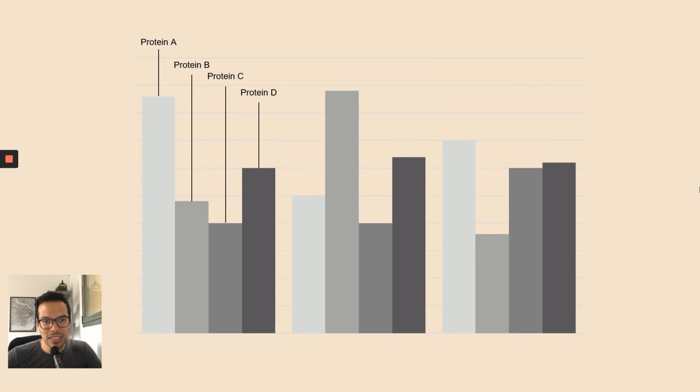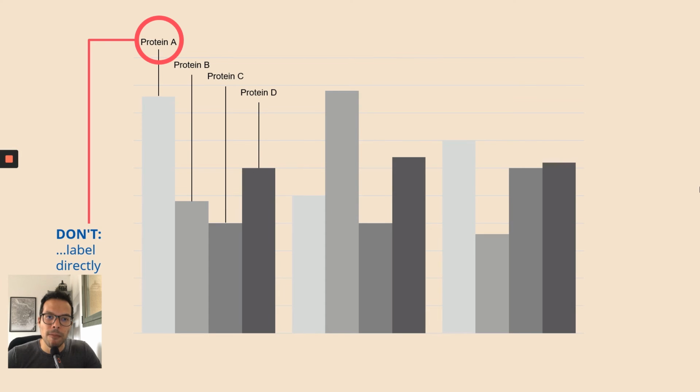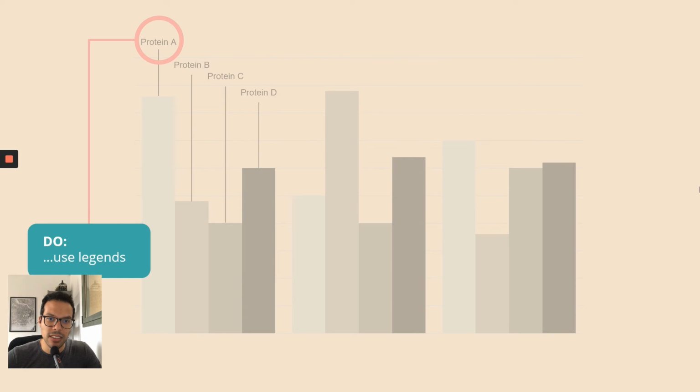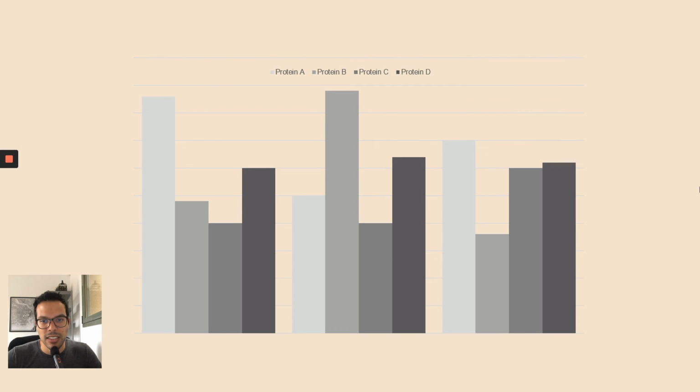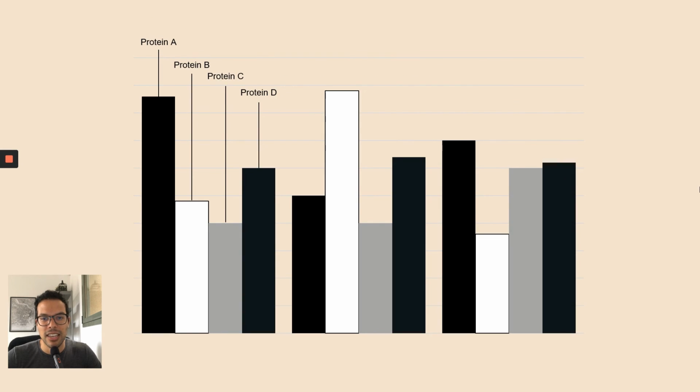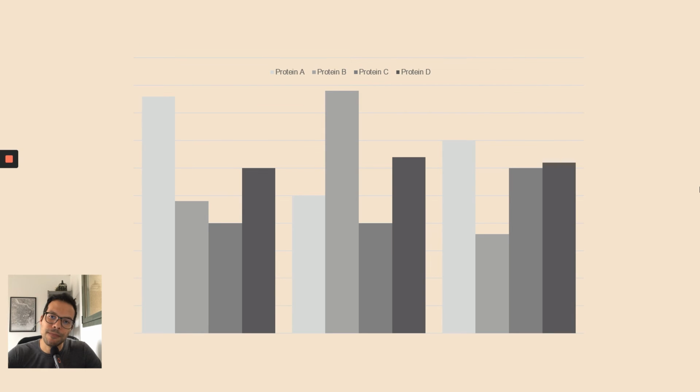And next, I would just change this labeling. When you label directly and you have this many bars, it's just not as effective as it could be. So go for a legend. Using legends instead is nicer. This is how it looked, and this is how it looks now.